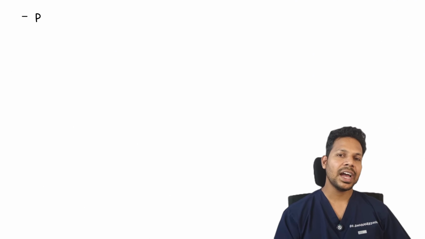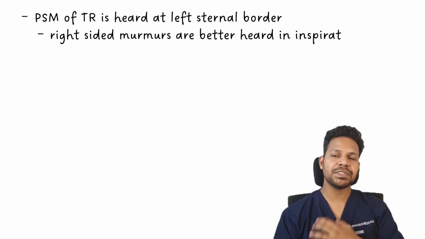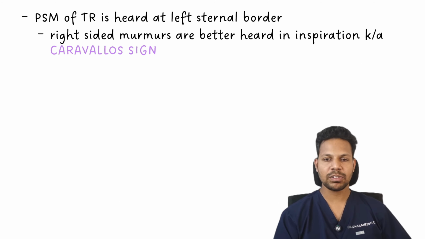Now, there are some more murmurs that are heard. As you can see, along the backward flow, there is development of tricuspid regurgitation and pulmonary regurgitation. They can also generate some murmurs. So, the tricuspid regurgitation can generate a pansystolic murmur, and it is heard at the lower left sternal border. The right-sided murmurs are usually better heard at the end of inspiration. This is also better heard at the end of inspiration. This is called the Carvallo's sign.